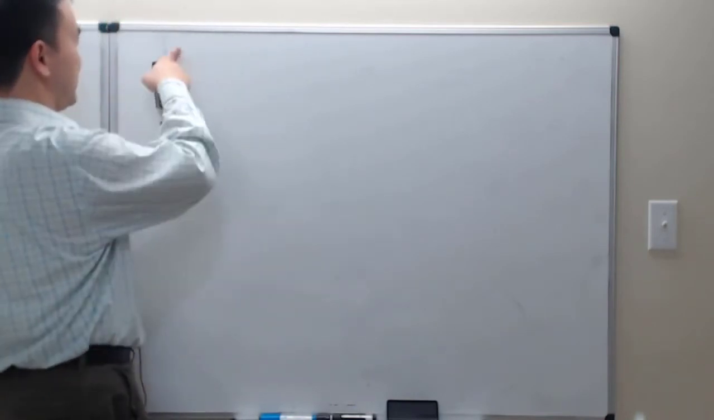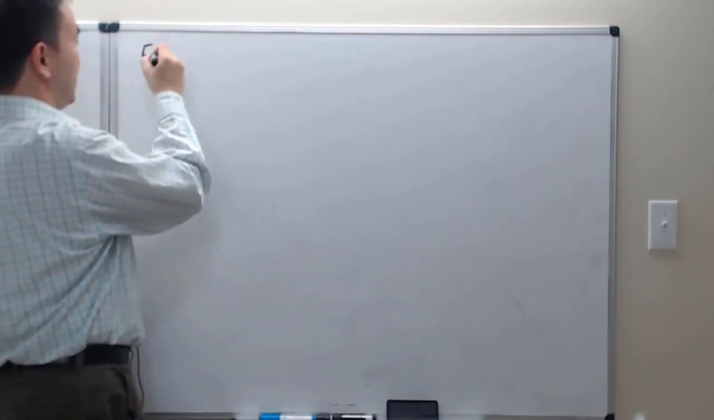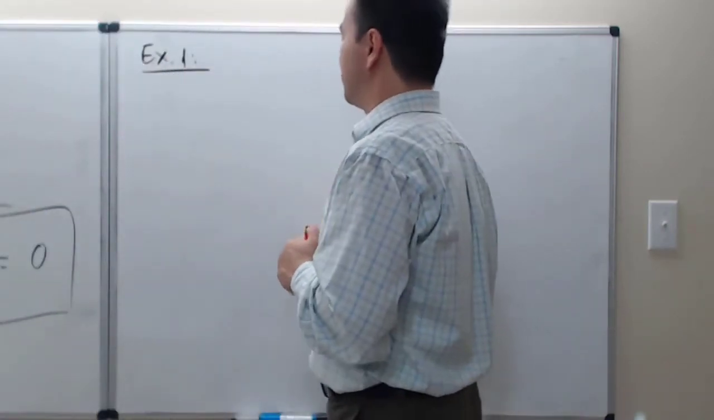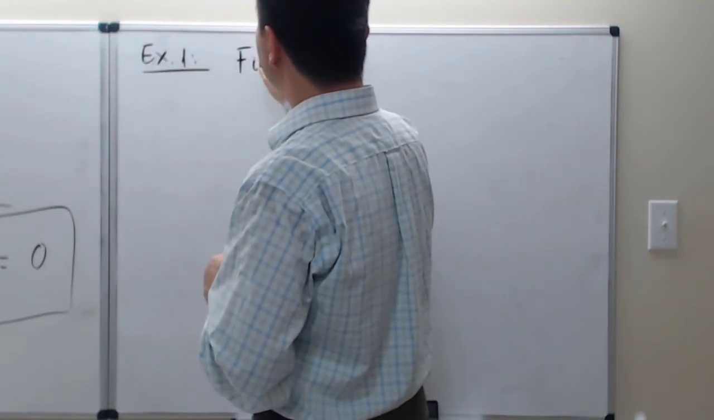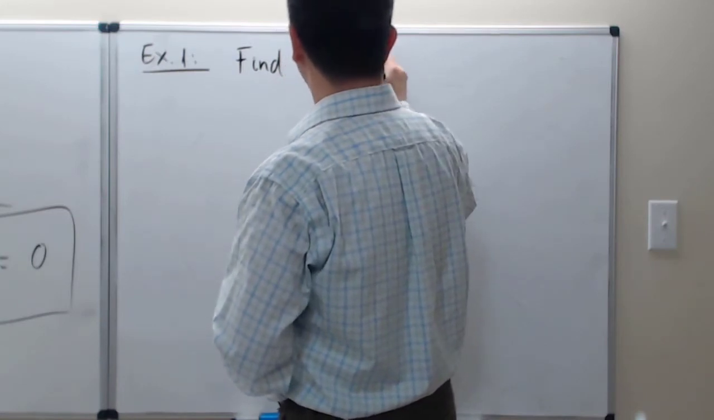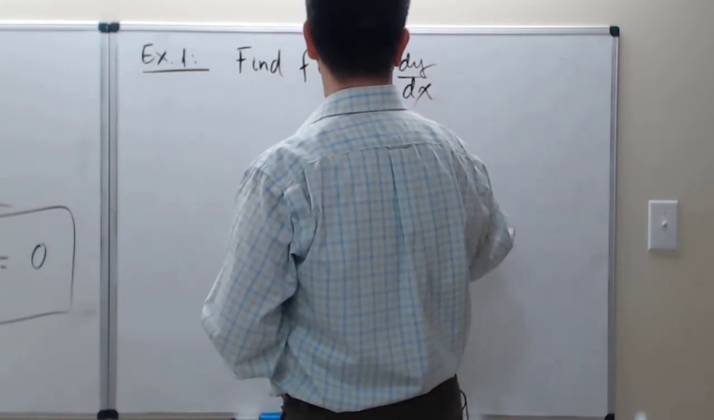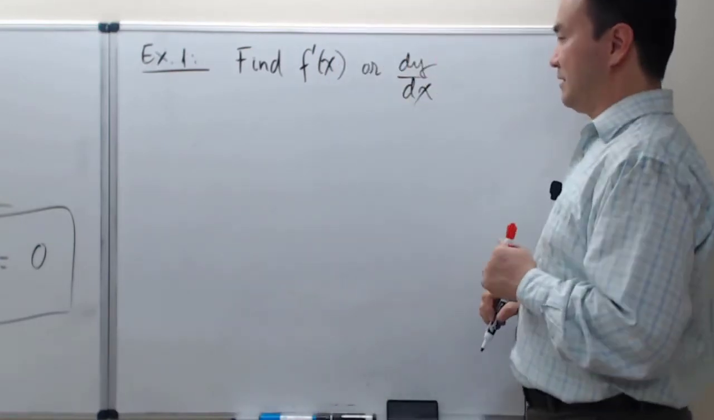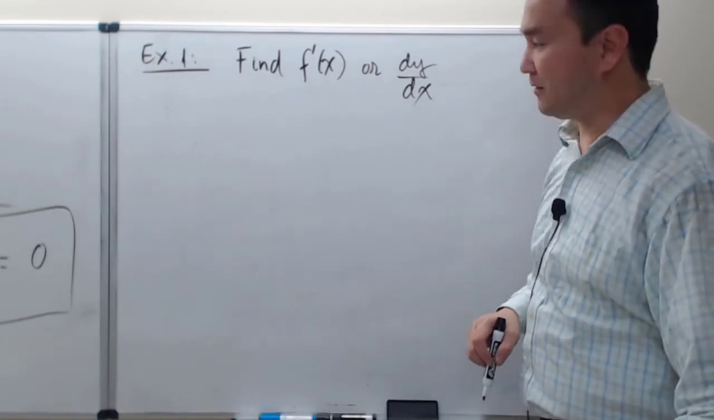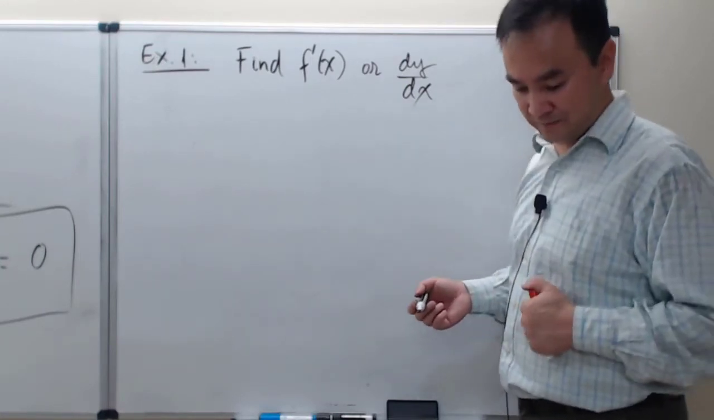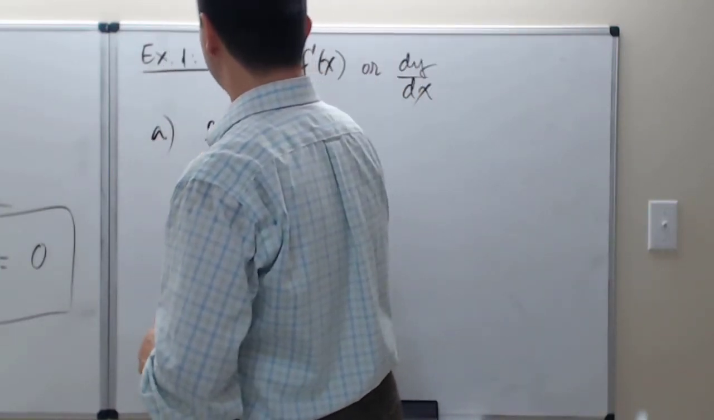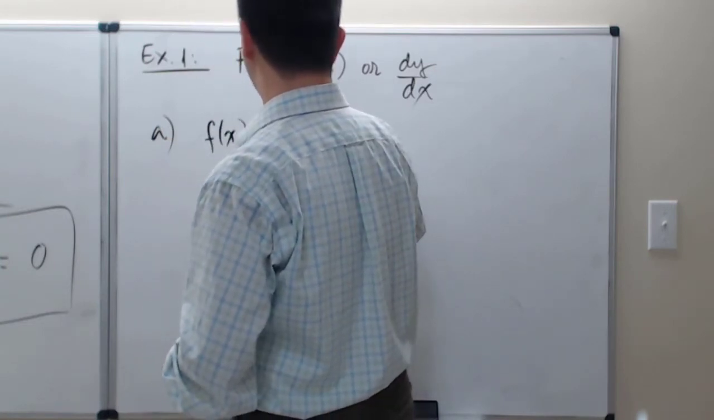All right, so let me now start bringing viewers into example 1. Yes, let's find the derivative f prime of x, or dy dx. I'm going to be giving out different functions for all of us to find the derivatives together. So here, how about part A? Let's look at f of x equals x to the 100th power.